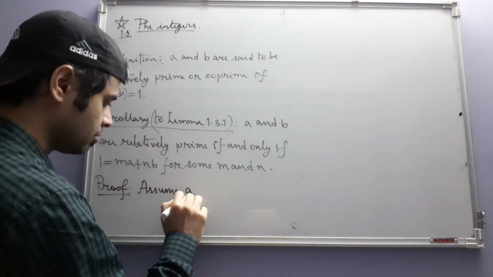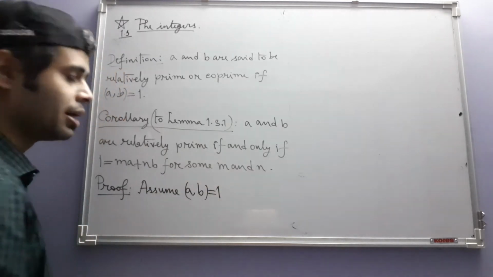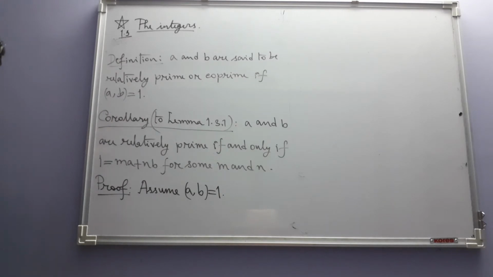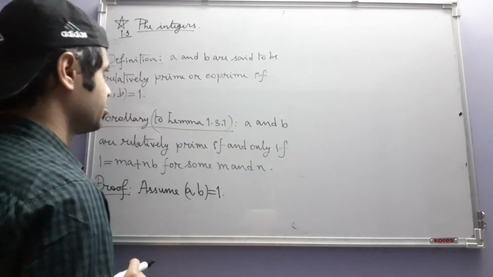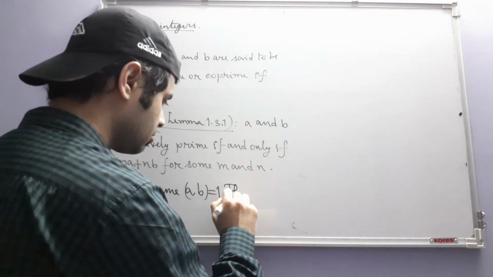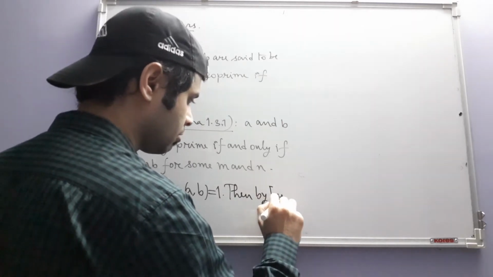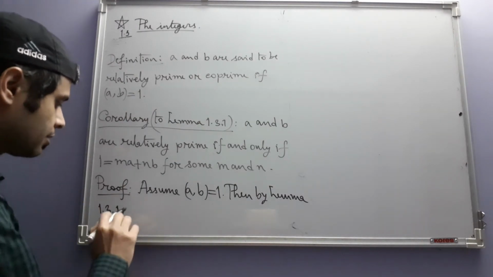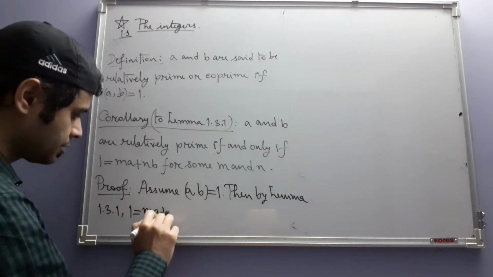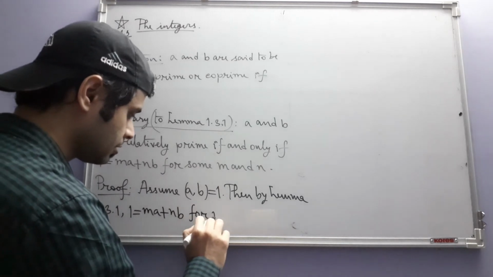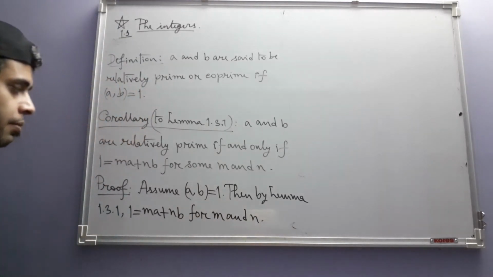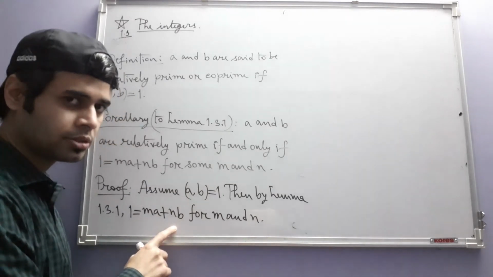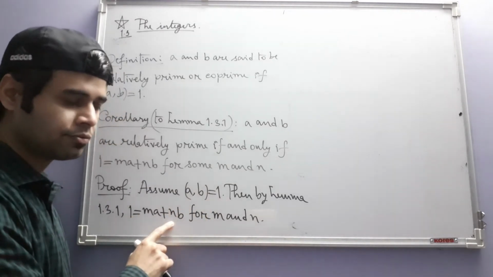First, assume that A and B are relatively prime. So this is the definition of relative primality. Anyway, what I say does not matter, the concept matters. Then by lemma 131 we directly have 1 equal to MA plus NB for some integers M and N. Why? Because we have already shown in that lemma that the GCD is expressible as an integer combination of A and B. Now the GCD is 1, so 1 is expressible in that form.